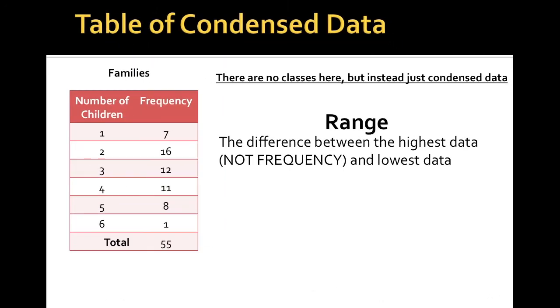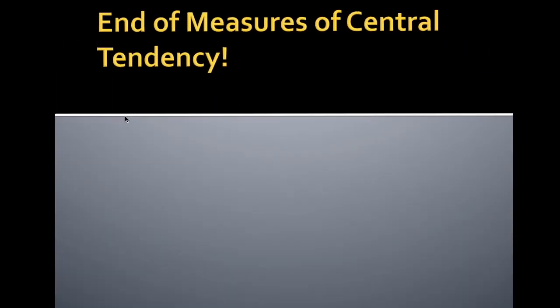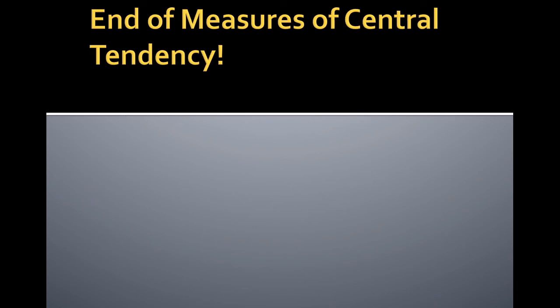Finally, the range. The difference between the highest data, not frequency, and lowest data. So here we have children from 1 to 6, so we do 6 minus 1, which is 5. And that is the end of measures of central tendency.